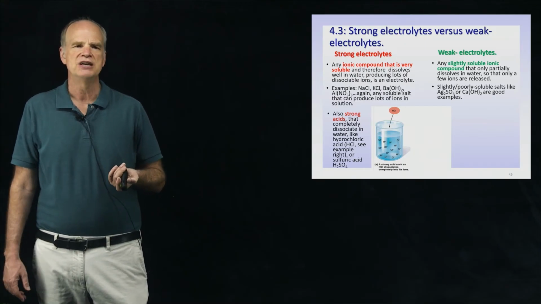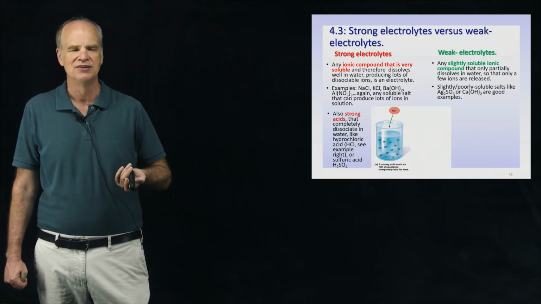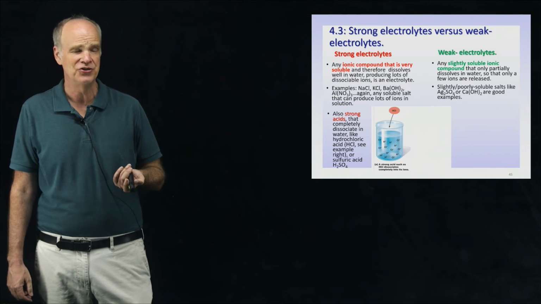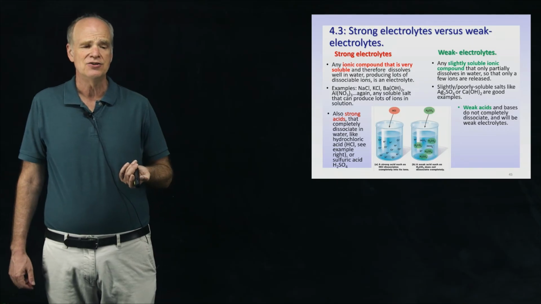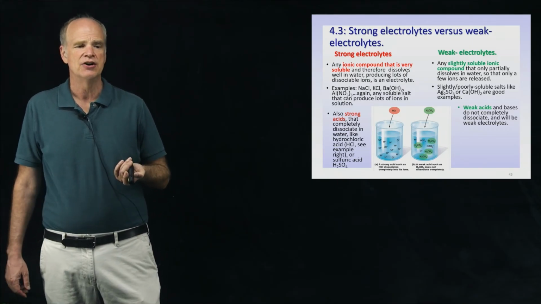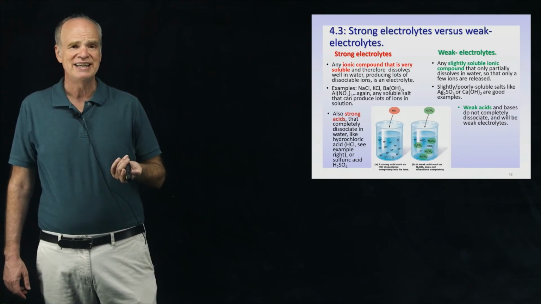Another good example would be calcium hydroxide. You can dissolve a little calcium hydroxide in the water, producing a few ions, which will allow the water to be a little bit conductive. Now, another class of compounds that are also weak electrolytes are weak acids.